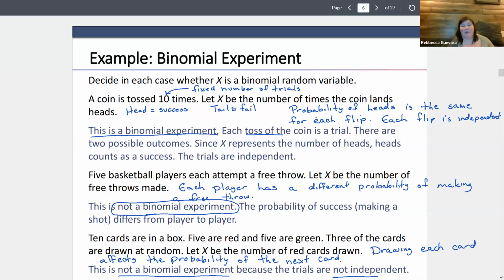We need to make sure the probability of each event stays the same. Different players are going to have different probabilities of making free throws, so that doesn't fit. However, each time I flip a coin, that probability stays the same. And the other part, which goes with having the same probability for each trial: if the events aren't independent, that also causes the probability of each trial to be different. So it has to be independent trials as well for this to work.